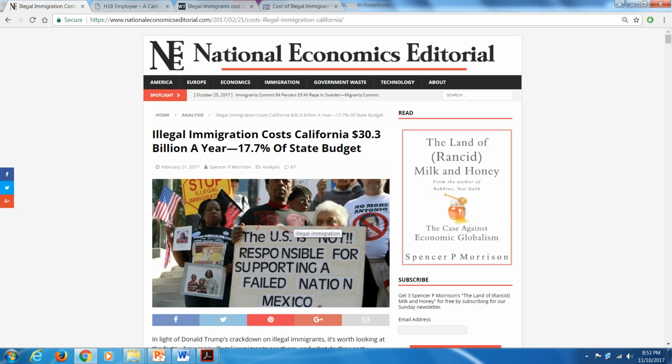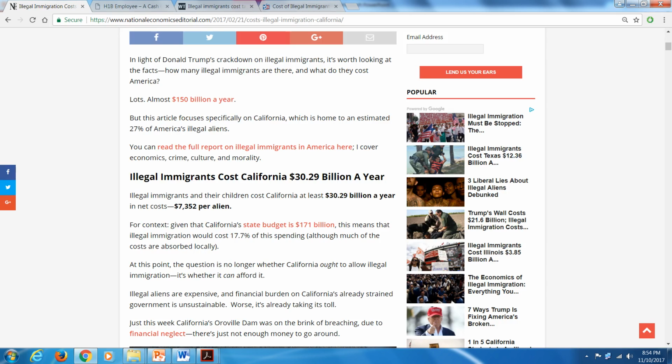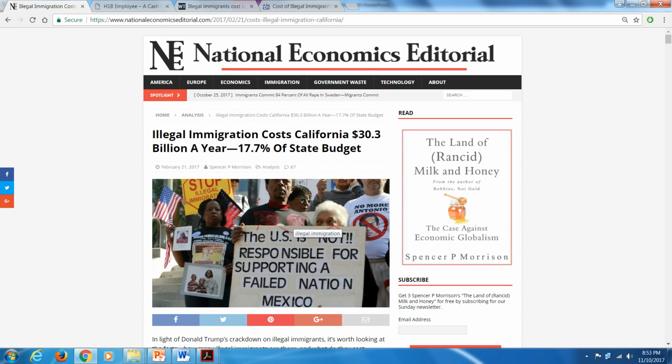National Economics editorial: illegal immigration costs California 30.3 billion a year, 17.7% of the state budget. And then there is a breakdown. The state budget was 171 billion, which means the illegal immigration would cost 17.7%. And this article was published on February 21st, 2017.